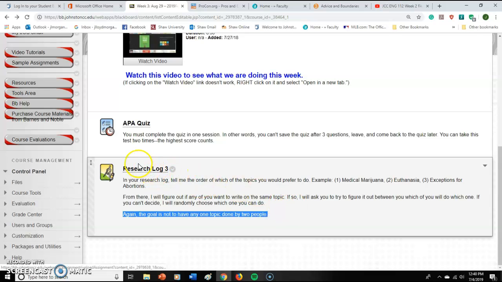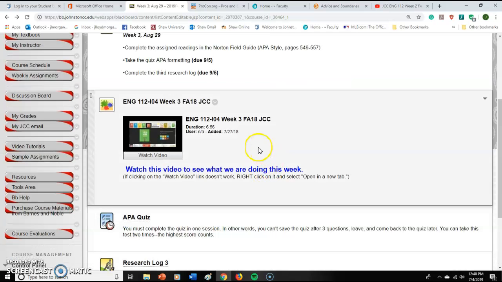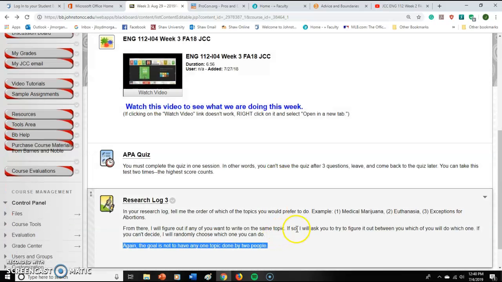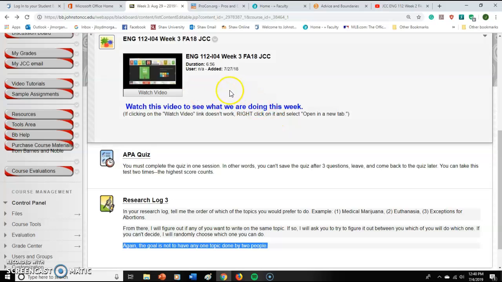Once everyone has submitted research log 3, which is due on the 5th, after the 5th I will make a list and say, here's everyone in the class, and here are their topics, and I will post that. So that's what we're going to be doing.